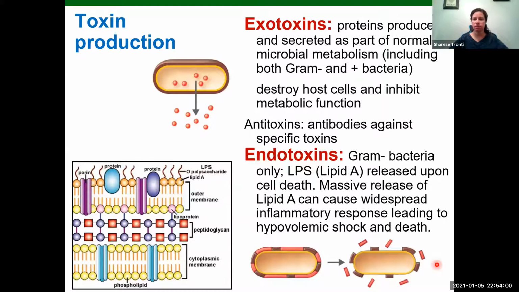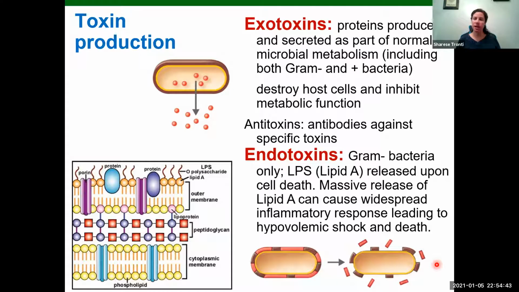There are two types of toxins: exotoxins and endotoxins. Think of exotoxins as outside of the microbe, and endotoxins as more like inside. That might help you keep those two straight in your mind. Exotoxins are intentionally produced by the microbe to be secreted outside of it. The microbes produce these exotoxins as part of their normal metabolism, and the exotoxins then harm the host by destroying the host cells and inhibiting metabolic function.